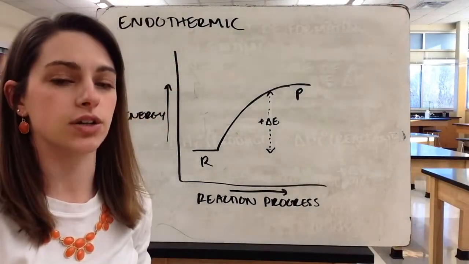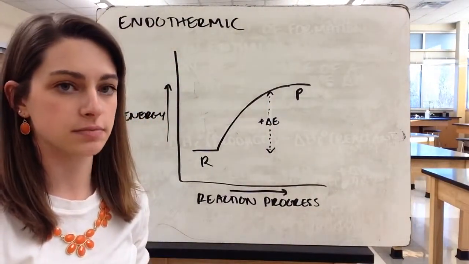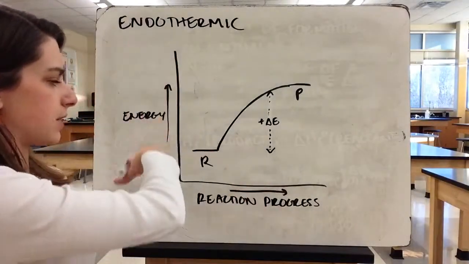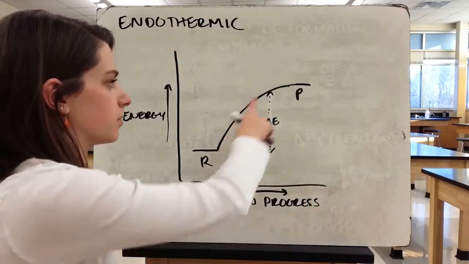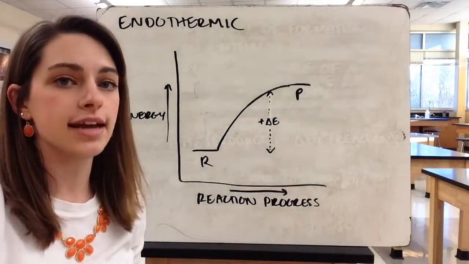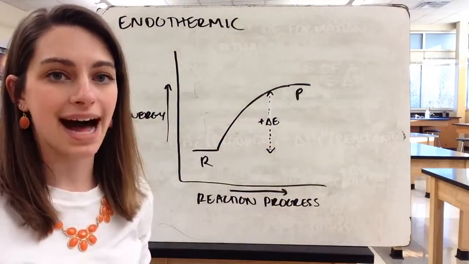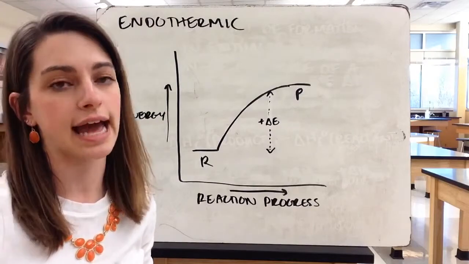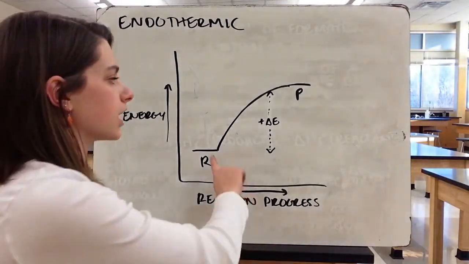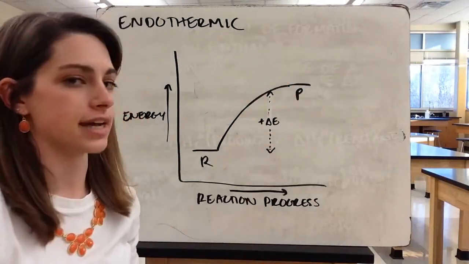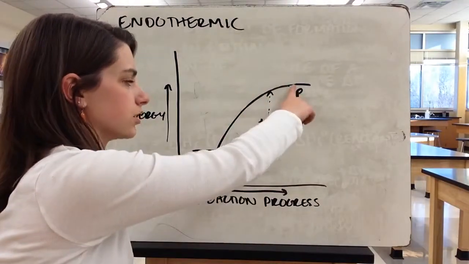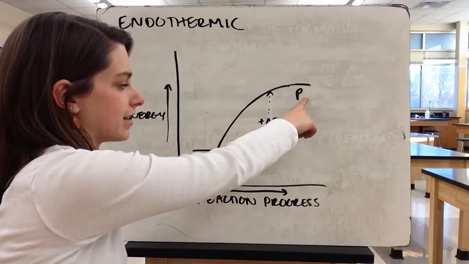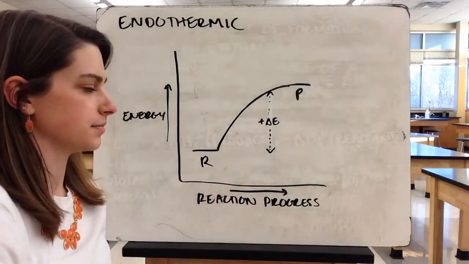The first type we're going to look at is an endothermic reaction. So again, we have our axes, energy and our reaction progress. So we're starting with our reactants and then we're going to our products. Since an endothermic reaction involves a positive change in energy, you're adding energy to the system, we're going to go up in energy as we move from the reactants to the products. So you're going to see an upwards curve, and your products will be at a higher energy than your reactants.